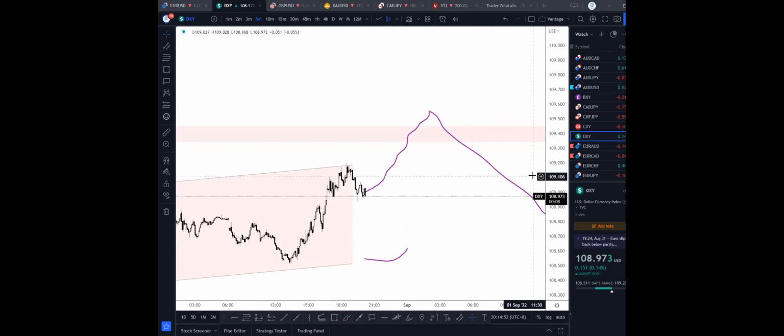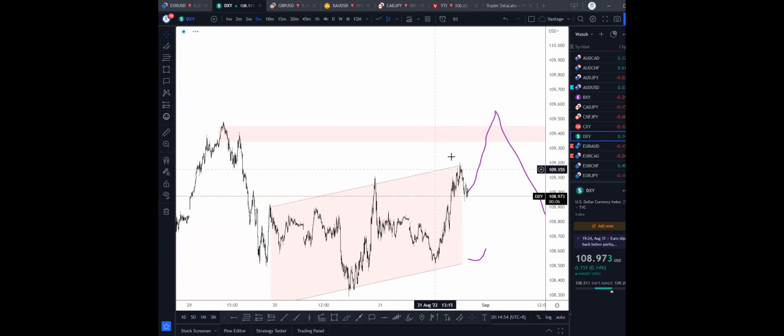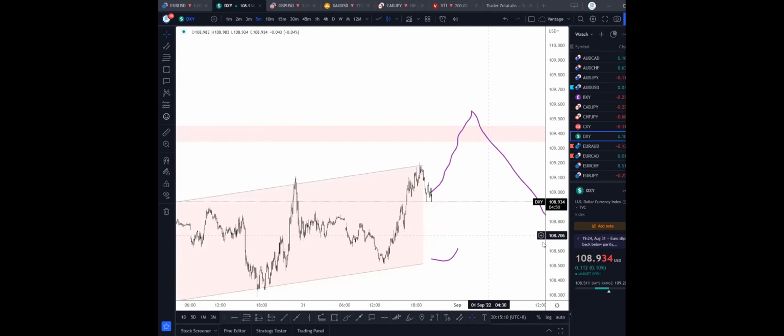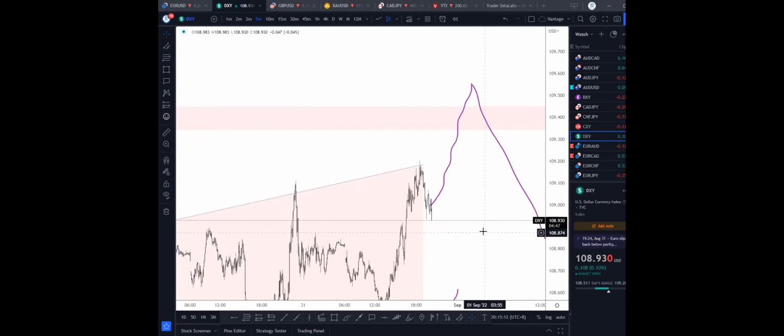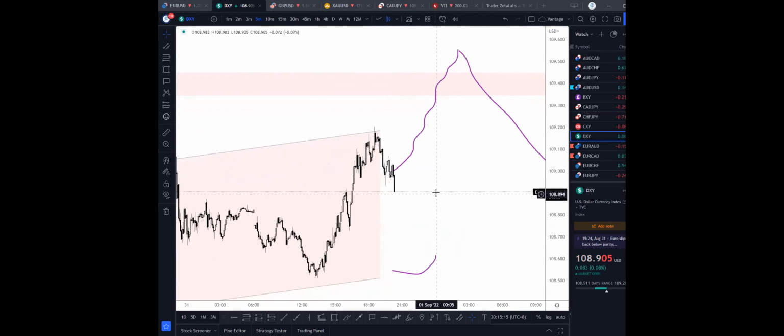So if we can actually have a push up, a solid candle upwards, then it would be suitable for us to retest this high and bring the price back down. So as the news is coming out, we can see the price coming down.